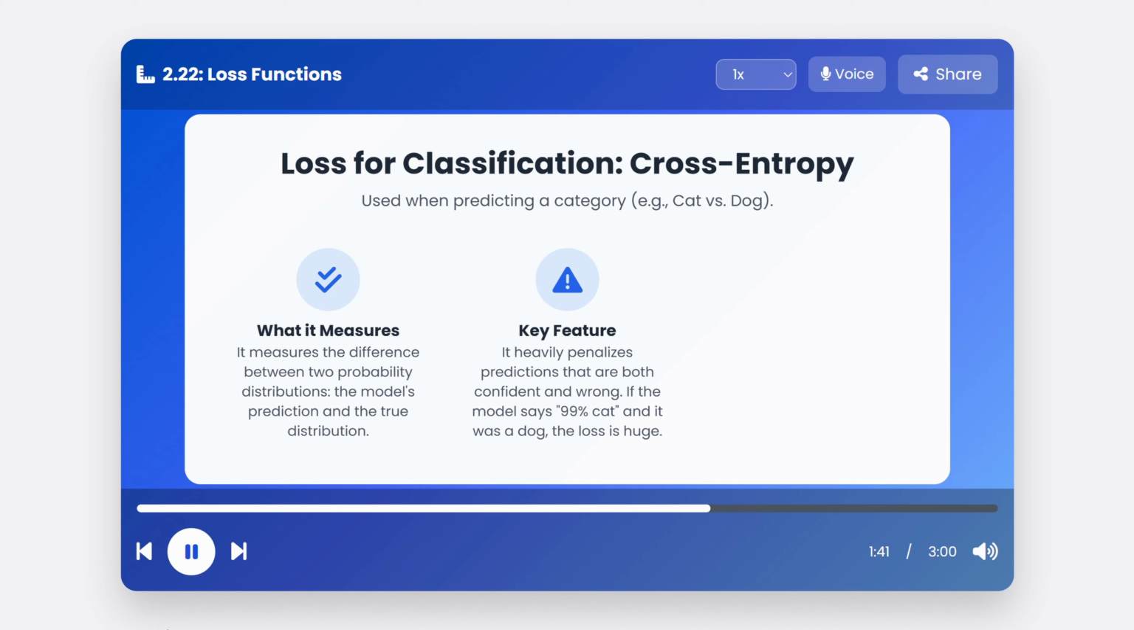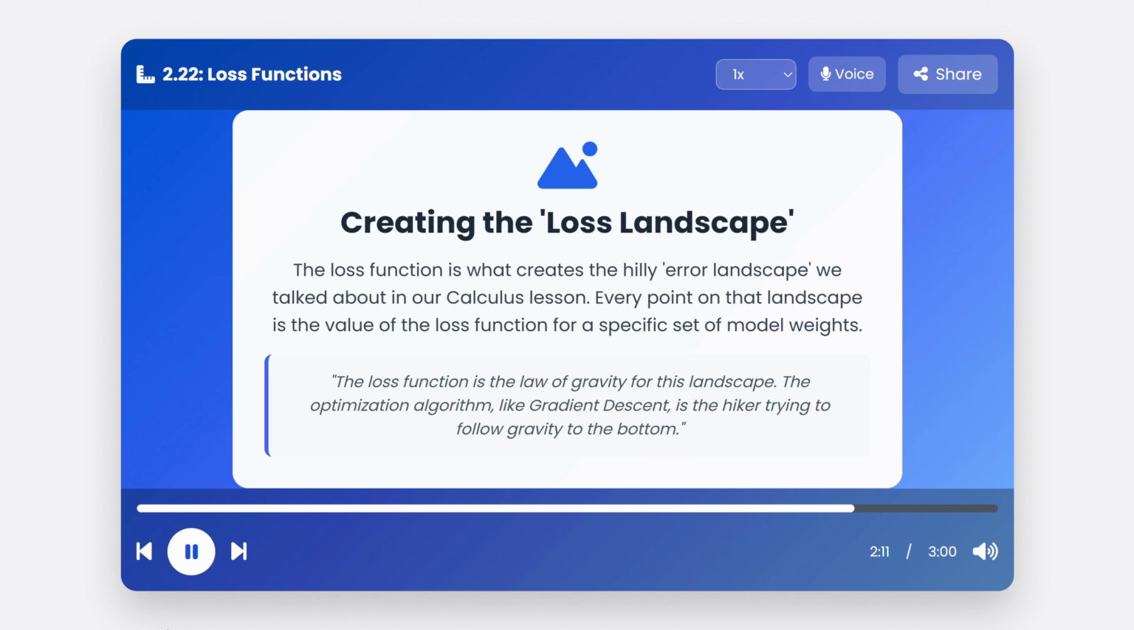For classification problems, where we're predicting a category like cat or dog, the most common choice is cross-entropy loss. This is a bit more complex, but its core idea is to measure the distance between the model's predicted probabilities and the true answer. Its most important feature is that it heavily penalizes the model for being both confident and wrong.